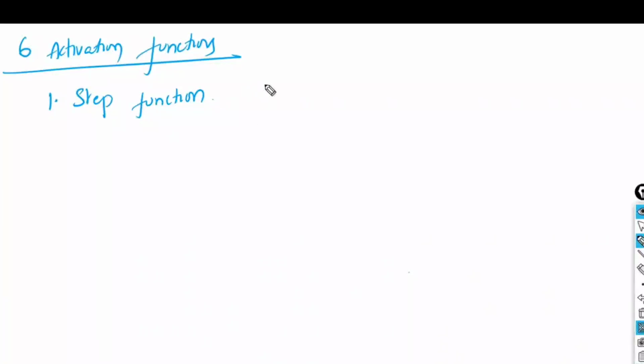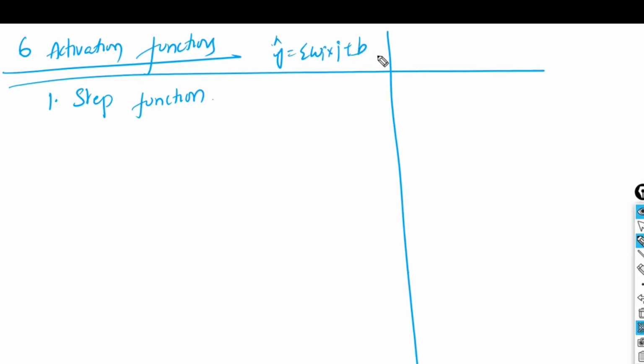Step function means first you have to calculate the y, which is common in everything. That is sigma wi xi plus b. Y hat is common. The first step of the neuron is common in every function. Whatever the output you have got, if the output is greater than 0, then the output is considered as 1. If the value is less than or equal to 0, it is considered as 0. It will convert like this.